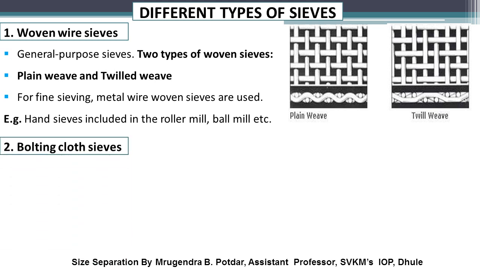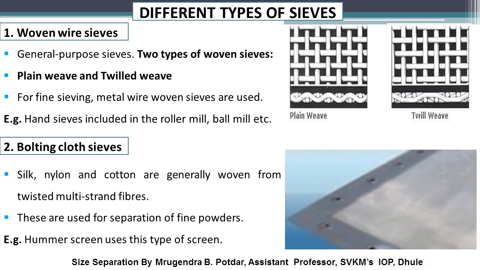Second type, that is bolting cloth sieves. Silk, nylon, cotton, these are generally woven from twisted multi-strand fibers. Nylon cloths are generally designated by their micrometer opening and available in different grades. These are used for the separation of fine powders, or we can call it dust powder, basically used in case of bag filters. The hummer screen is an example of this type of screen. Basically, these cloth sieves are used in case of bag separators for separation of dust particles.